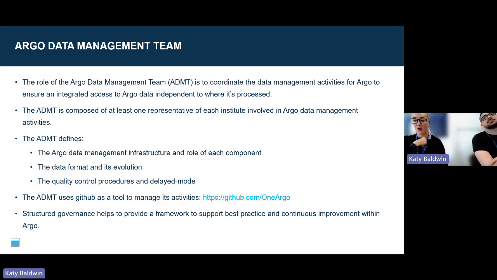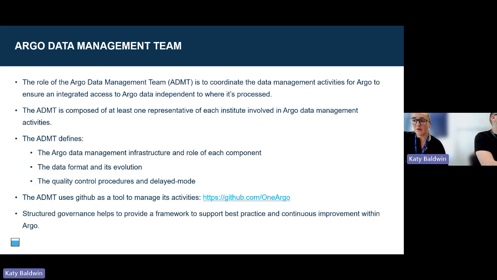The BODC Argo team members are members of the global Argo data management team, the ADMT, and it's the role of the ADMT to coordinate the data management activities for Argo to ensure an integrated access to Argo data independent to where it's processed.